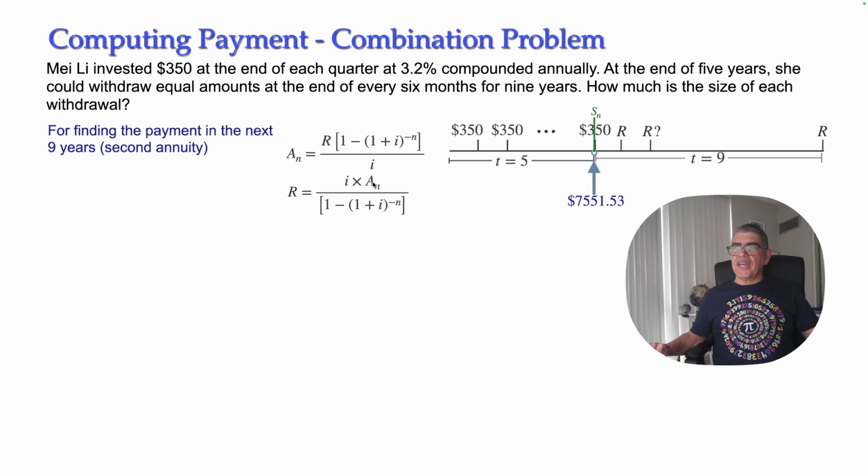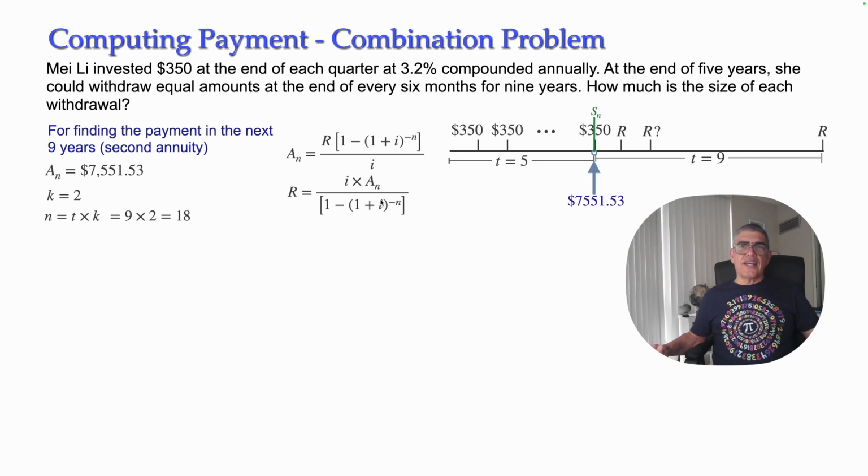And we know An, that is 7,551.53. We also know the number of payments per year, because that's going to happen at the end of every 6 months, they say here. She could withdraw equal amounts at the end of every 6 months, so twice per year. k in this annuity will be 2. And the total number of payments will be 9 times 2, so that will be 18. And this 18 is the total number of payments that appears here in this formula as n.